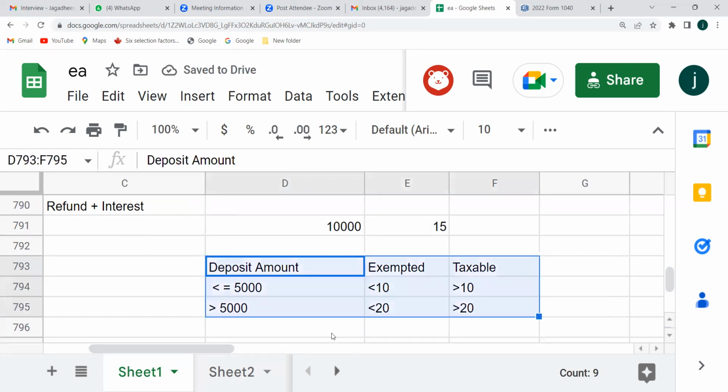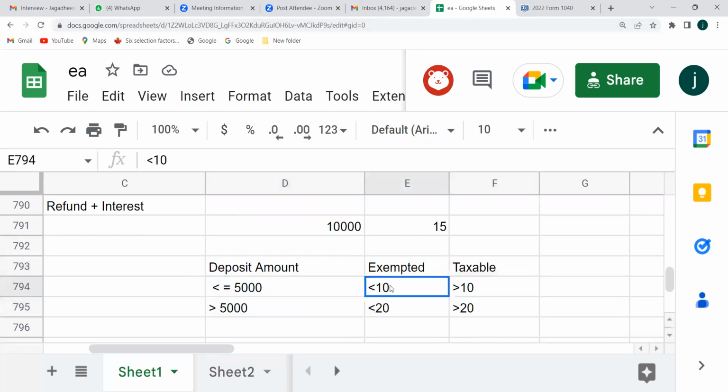Clear now? Still any doubts? Say yes or no. Clear. If the deposit amount is less than or equal to $5,000 and the gift amount is less than $10, it is exempted. If the gift amount is more than $10, it will be taxable. If the deposit amount is more than $5,000, it will be exempted in case the gift is less than $20, and taxable in case it exceeds $20. That's it.